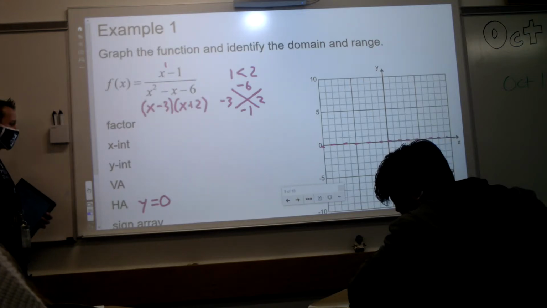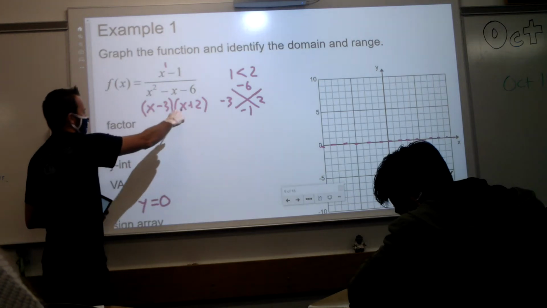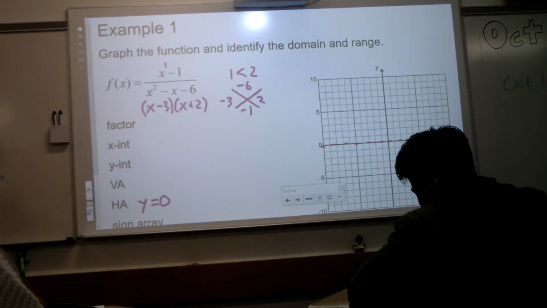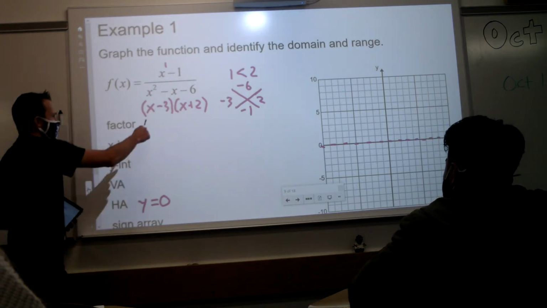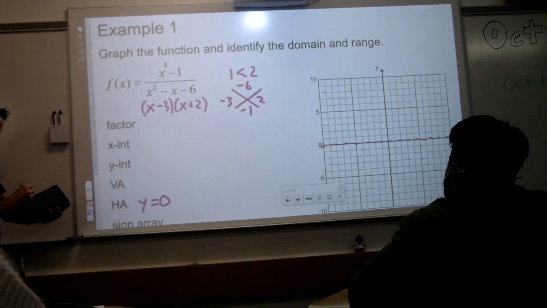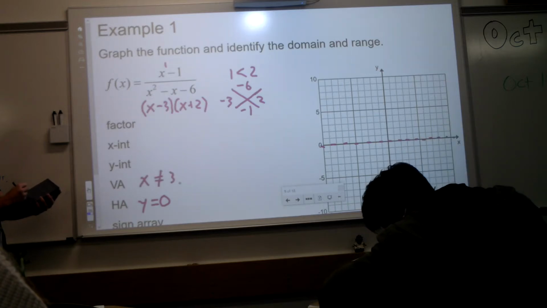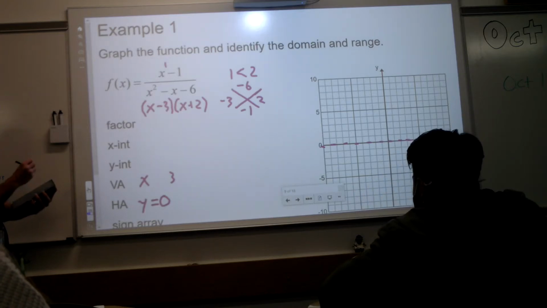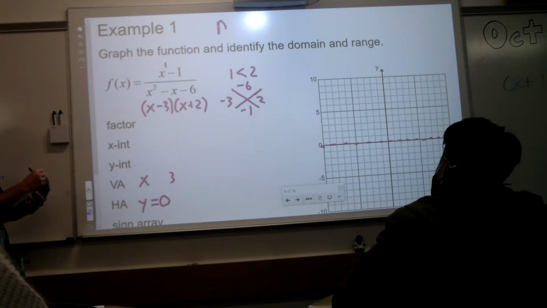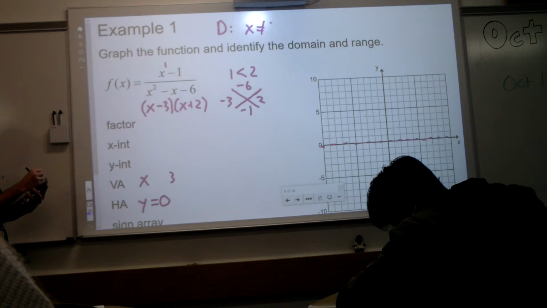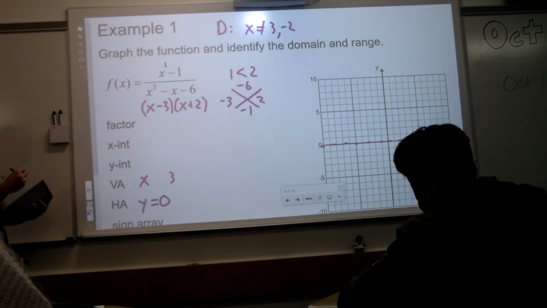Now, we don't want x to be whatever makes this become 0. So what values can we not let x be? 3 and negative 2. These are going to show up as your vertical asymptote. So I'm going to put a note here. X cannot be 3, and x can, or well, okay, sorry, let me change that. So for our domain, so I'm going to put a little note over here. Our domain is that x cannot be 3 or negative 2.